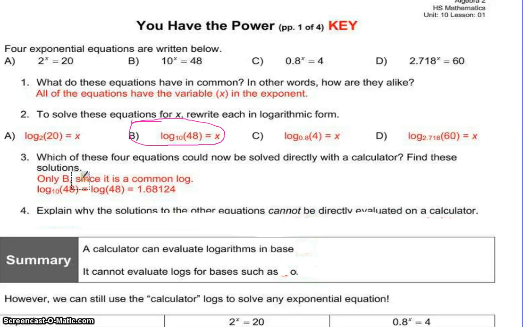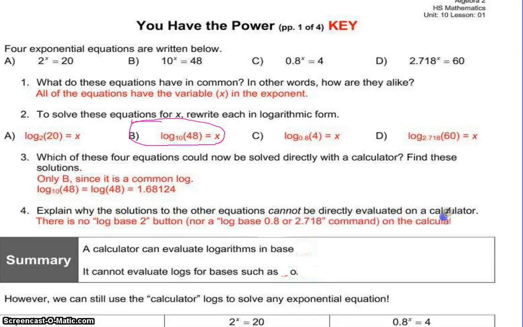Now, explain why the other solutions can't be directly evaluated in the calculator. Because I don't have a log base 2 button or a log base 0.8 button. So to summarize this, what do we know? A calculator can evaluate logarithms in base 10, but it can't evaluate logs in other bases. But you can still use a calculator to solve any exponential equation, and I'm going to show you how.